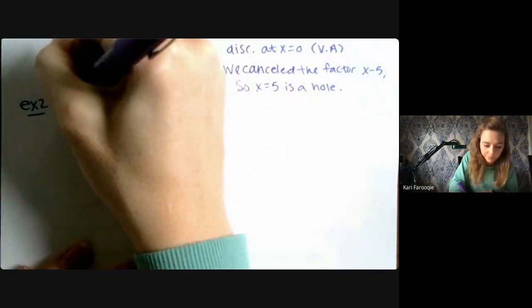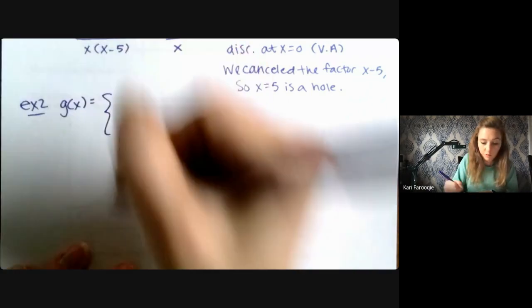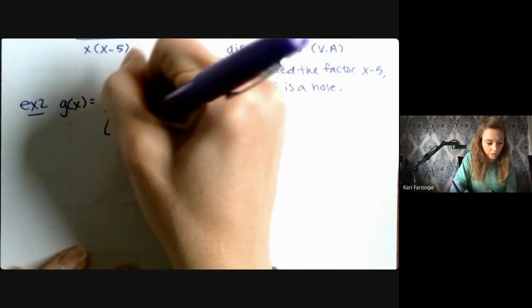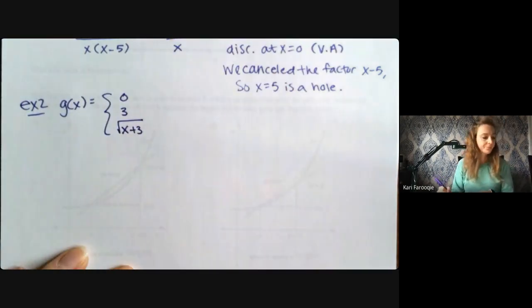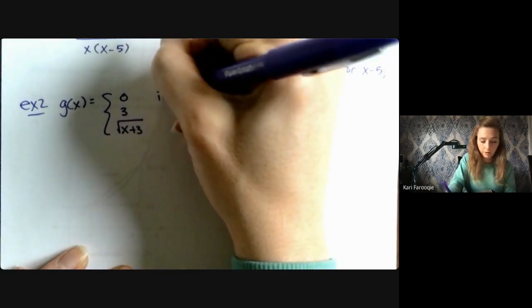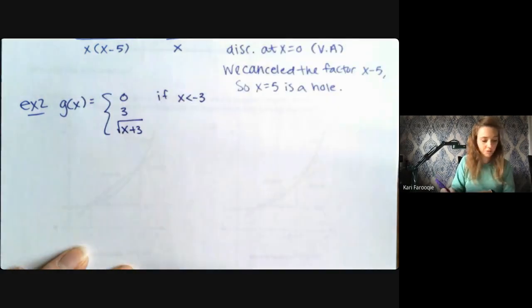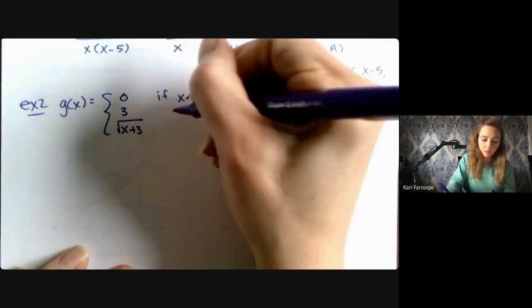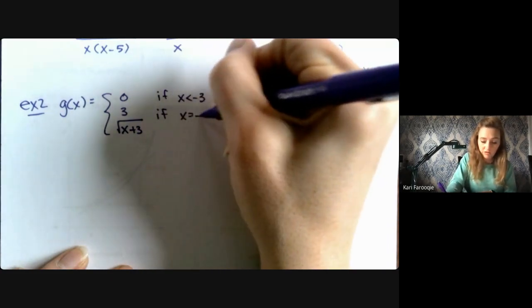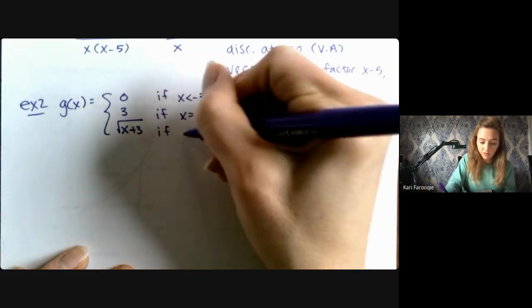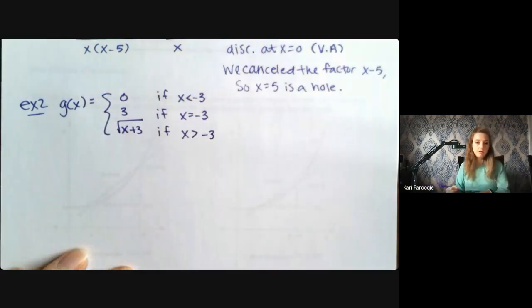All right, so we have example 2. g of x equals, this one's going to have 3 definitions: 0, 3, and the square root of x plus 3. So we have y equals 0 if x is less than -3. g of x equals 3 if x equals -3. And g of x is the square root of x plus 3 if x is greater than -3. That's your definition.